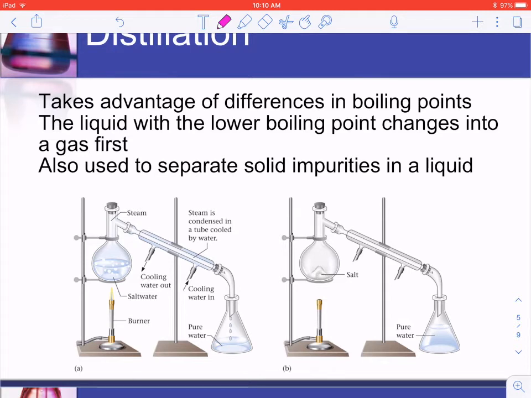What if we want to do a similar type of deal, but we want to do it to a solution? So we have really small particles. Those particles are so small that they'd go right through the filter paper. Here's one method. We can do something called distillation.